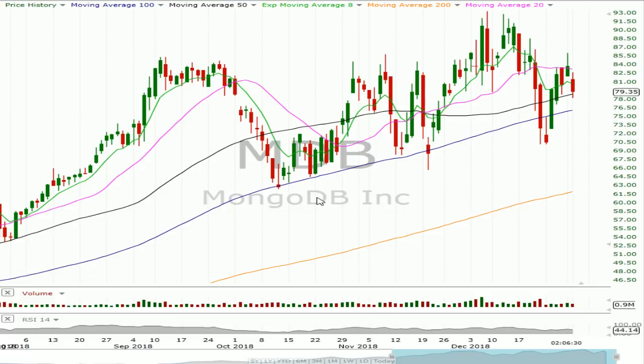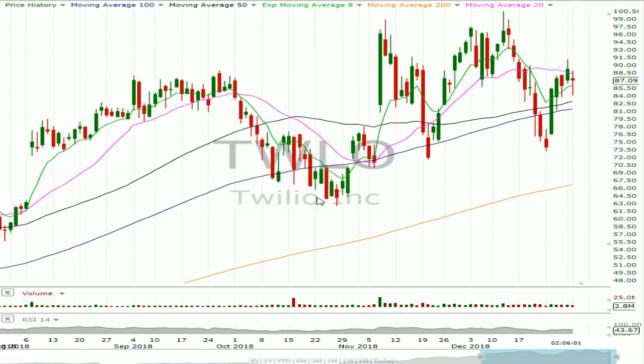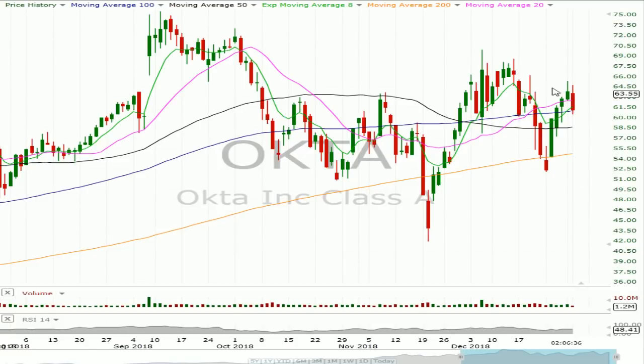And it's not just MongoDB. I mean, there's other ones. I was looking at Twilio, right? Similar setup. Okta could be another name you look at. Not a bad setup. A little bit different than Twilio and MongoDB, but still, relatively strong name above most of its near-term moving averages, right?